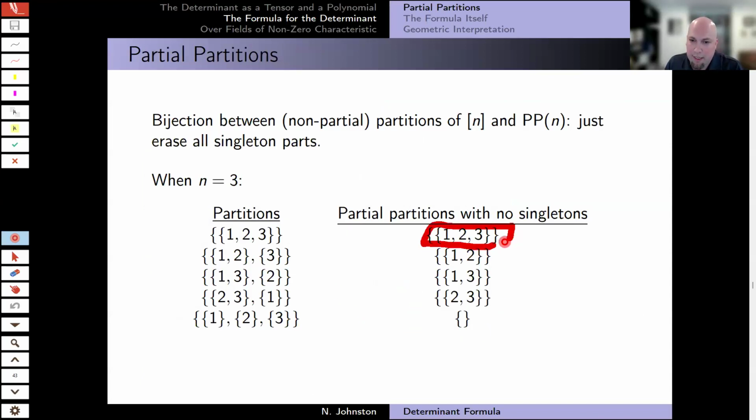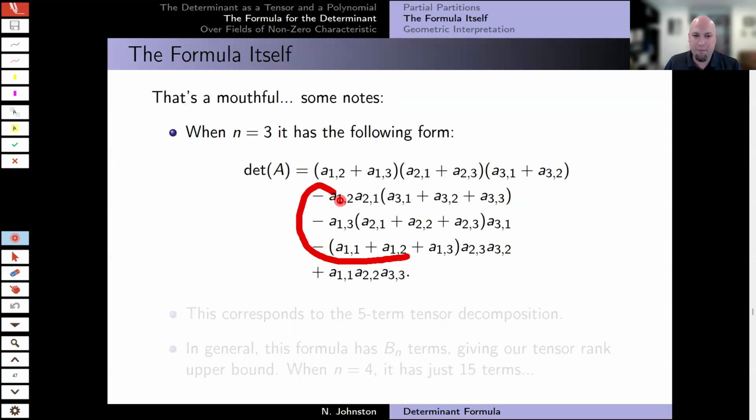The first one and the last one are even, so they have a plus sign in front of them. These 3 in the middle are all odd, so they get a minus sign in front of them. And yeah, okay.